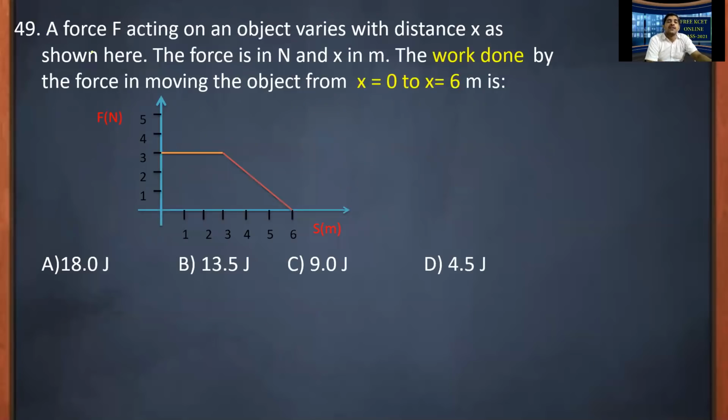Yes. A force F acting on an object varies with distance x as shown here. The force is in newtons and x in meters. The work done by the force in moving the object from x equal to 0 to x equal to 6 meters is. So straight away, what is the work done? Work done, we can get it from the F-x graph as the area under the F-x graph.